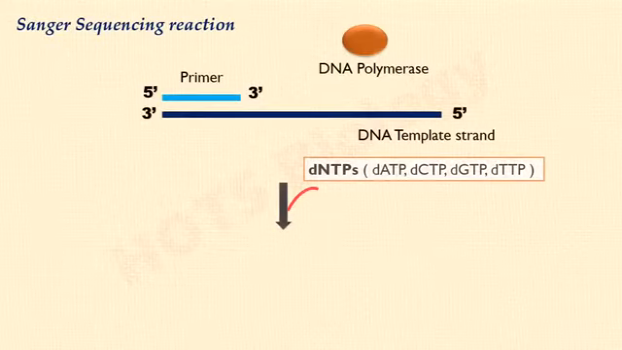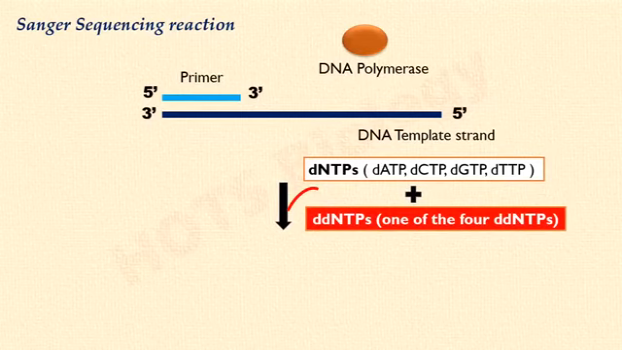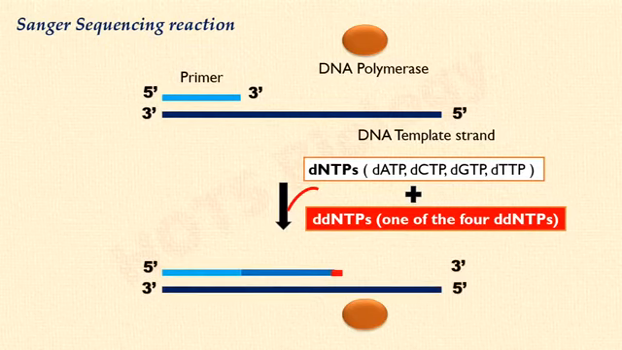Now, as we know, dideoxynucleotides or ddNTPs, when incorporated in an elongating DNA chain, will terminate the DNA synthesis reaction. Since small amounts of ddNTP are included in each reaction, DNA synthesis will not terminate every time. But DNA polymerase will occasionally insert a ddNTP, instead of a dNTP, into a growing DNA strand. Since the incorporated ddNTP lacks a 3' hydroxyl group, it cannot form a bond with another nucleotide, and DNA synthesis will terminate.